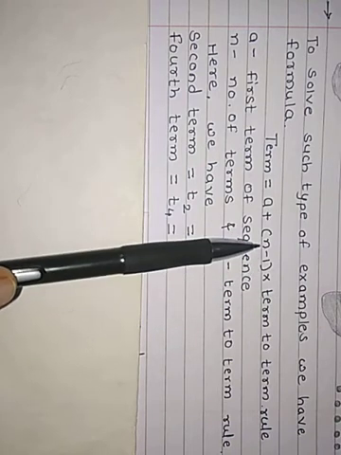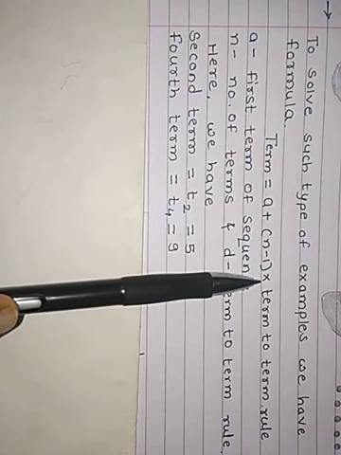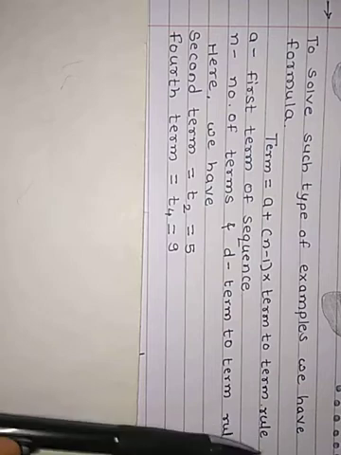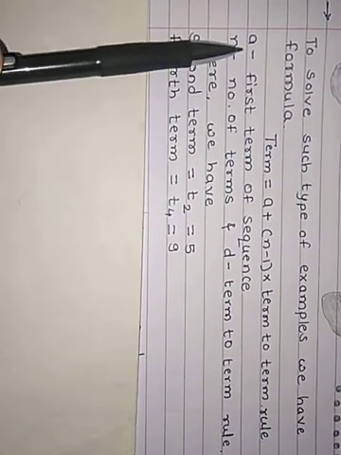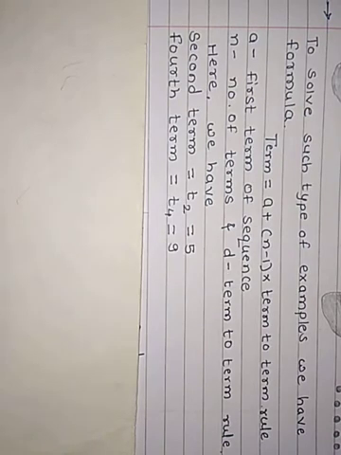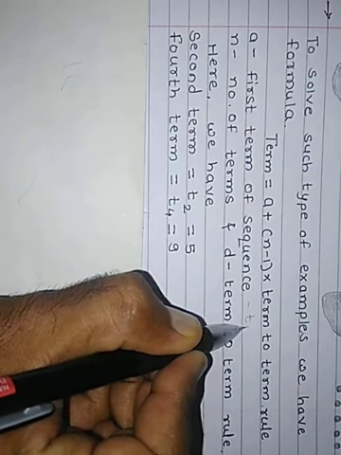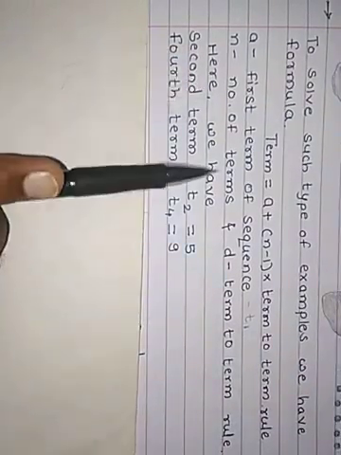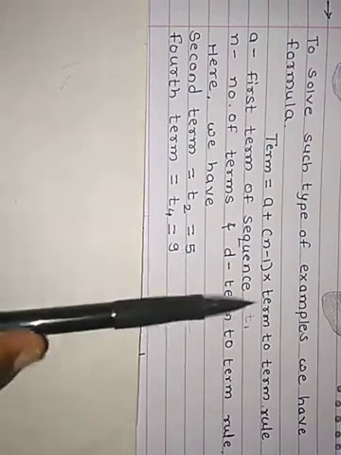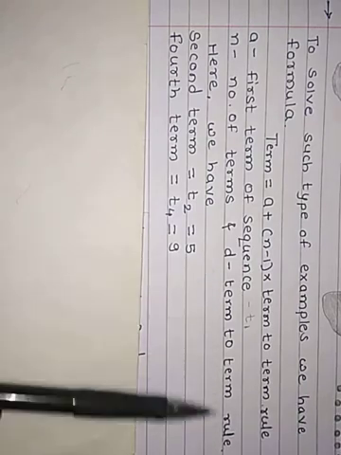N means number of terms, and D is the term to term rule. See here, I had written A means the first term of the sequence. We can say it is T1 also. N means number of terms. And we can denote the term to term rule as D. So D will be the term to term rule.